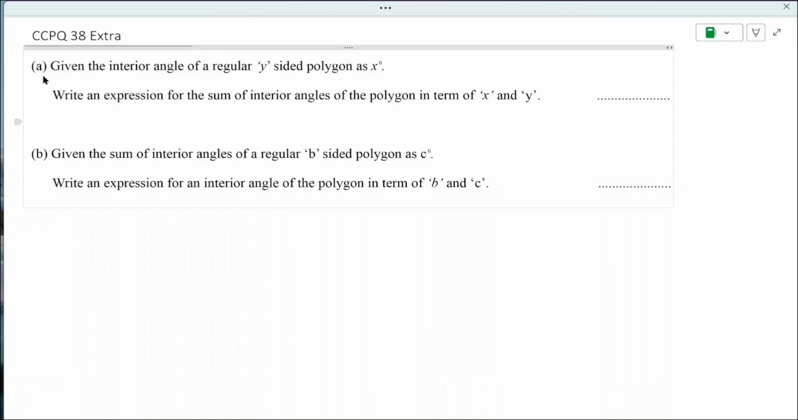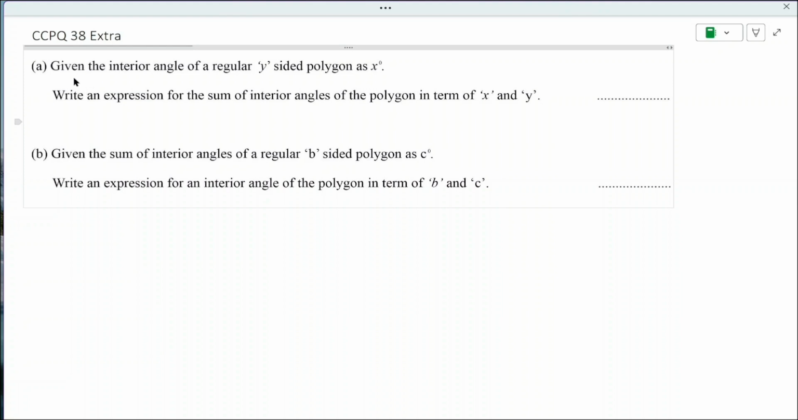Question 38 extra, A part of it. Given the interior angle of a regular y-sided polygon as x degrees, write an expression for the sum of interior angles of the polygon in terms of x and y. This question is not actually hard.